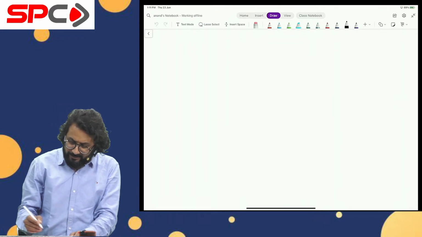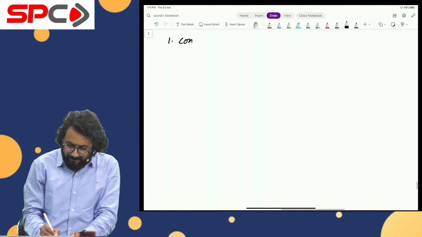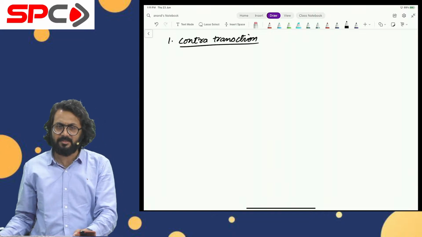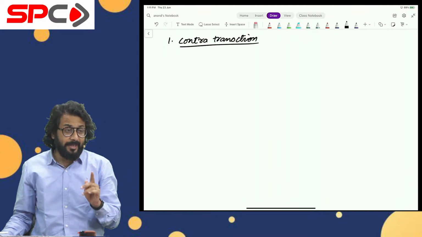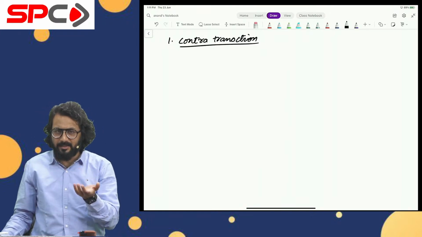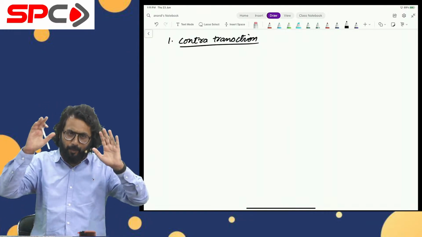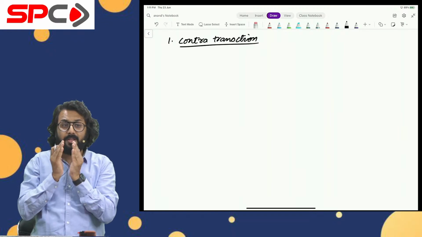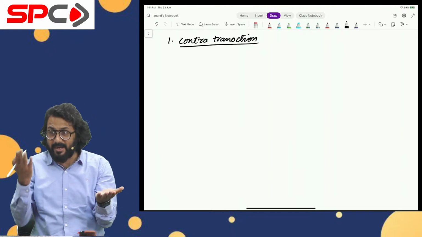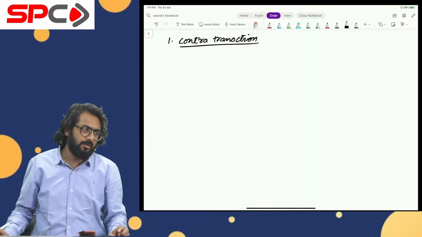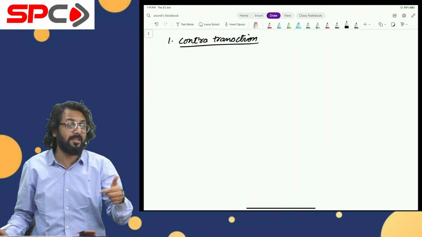Listen to me. Write down the heading Contra Transaction. Now you'll understand slowly and steadily everything. So first write down the heading Contra Transaction. Any transaction between the cash and bank column, where the debit side and the credit side of the posting happen in the same account, is called a Contra Transaction. If the debit effect and the credit effect happen in the same account, then we call it what? Contra Transaction, because we cannot put anything in the ledger folio.